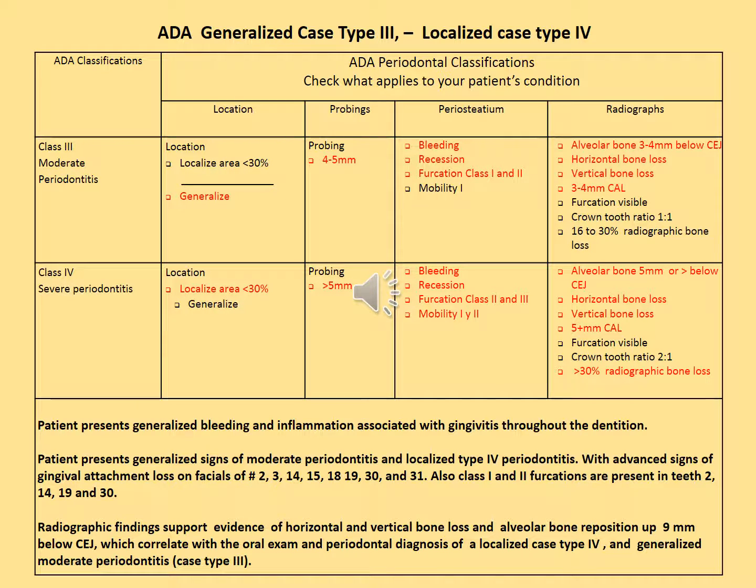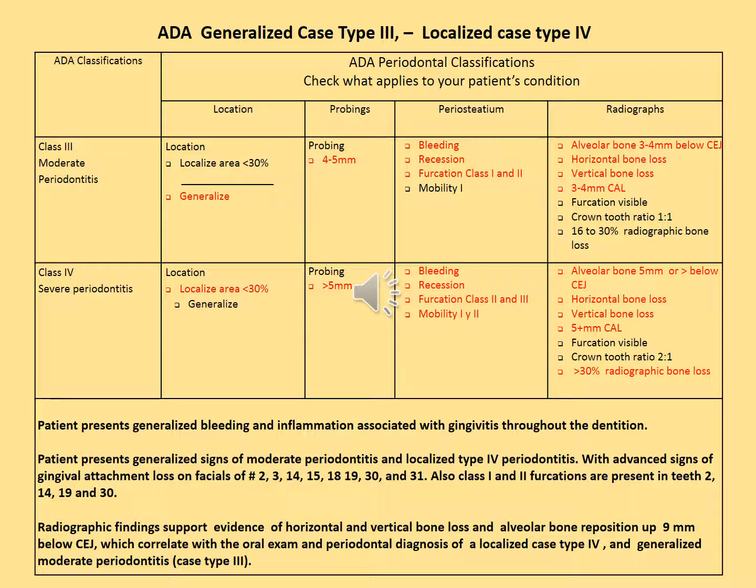For the ADA, the patient was classified with class 3 moderate generalized periodontitis with probings of 4 to 5 millimeters. Bleeding, recession, and furcation class 1 and 2 were present. The radiographs found alveolar bone 3 to 4 millimeters below the CEJ, horizontal and vertical bone loss, and 3 to 4 millimeter clinical attachment level.